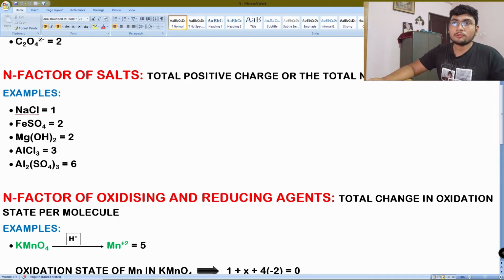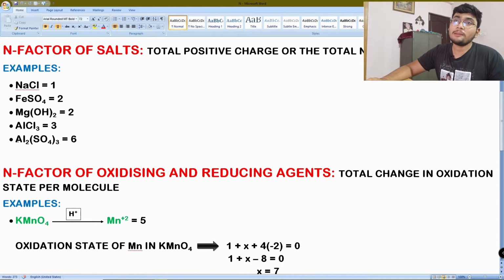Now you see aluminum chloride. In aluminum chloride, you see that the 3 chloride ions are attached to aluminum. Chloride ion will have a negative charge, -1 charge. There are 3 chloride ions, so a total of 3 negative charges, right? So to neutralize those 3 negative charges, aluminum should have +3 charge on it. I hope this is clear. So the total positive charge on the aluminum chloride is 3. The total negative charge on aluminum chloride is 3. So the n factor will be 3. I hope this is clear.